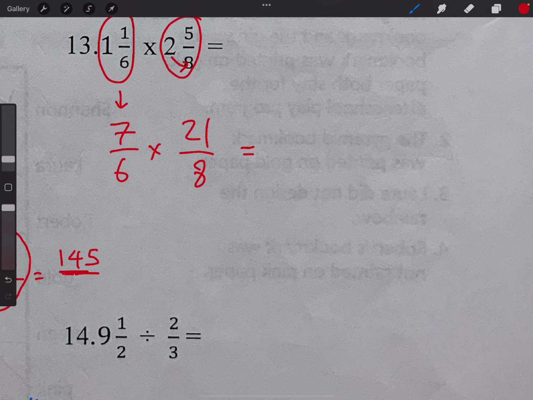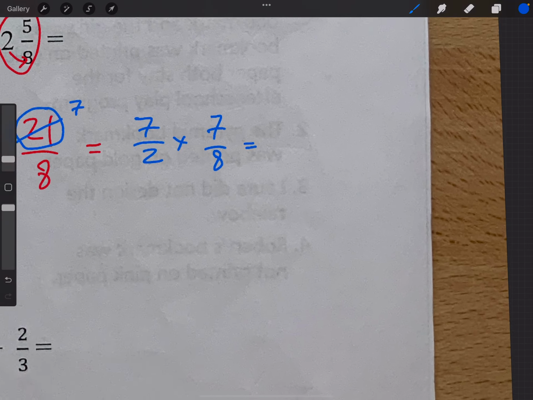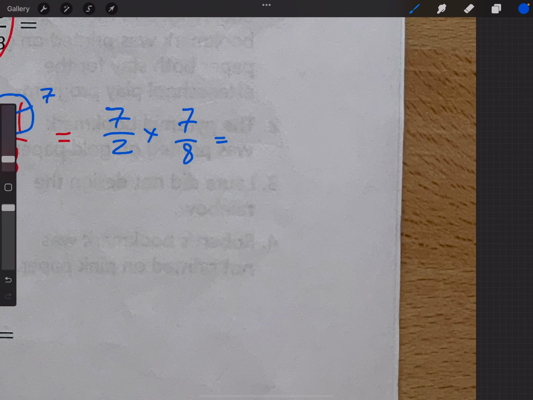Now, let's simplify this before we do our multiplication. I can think of these two. Okay, they can both be divided by 3. Divide this one by 3, you get 2. Divide this one by 3, you get 7. So now your question becomes 7 over 2 times 7 over 8. We can't simplify any further, so we just multiply across. We get 49 over 16.